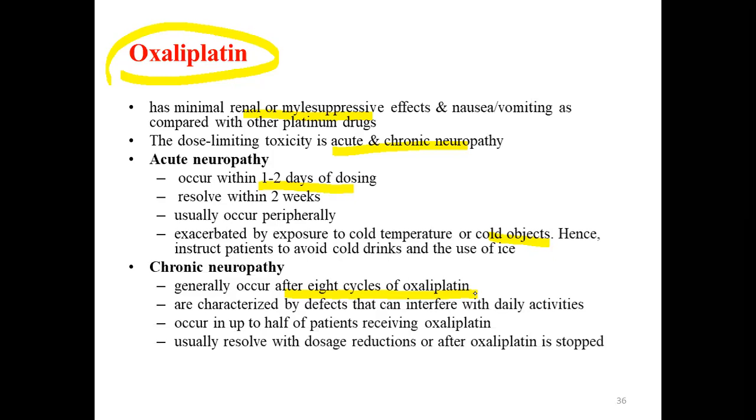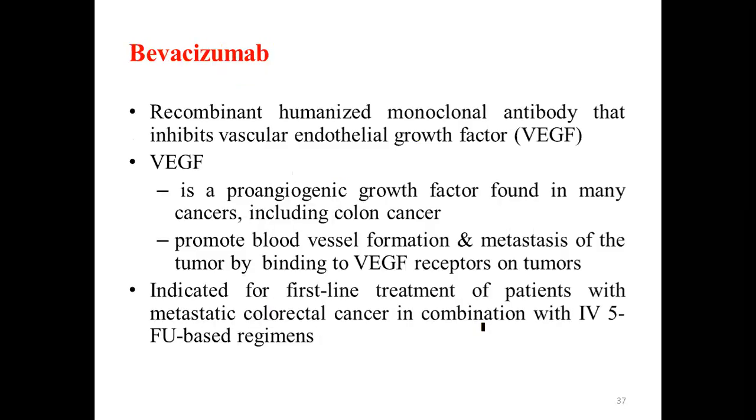So it is usually characterized by a deficit that can interfere with daily activities. So remember, in this condition, dose reduction or discontinuation of the medication can resolve the chronic neuropathy. And most of the time, it usually happens after 8 cycles of oxaliplatin administration. Yes, so more than 50% of patients will develop chronic neuropathy, and the best strategy is dose reduction, or the moment the treatment is completed, the problem will disappear.